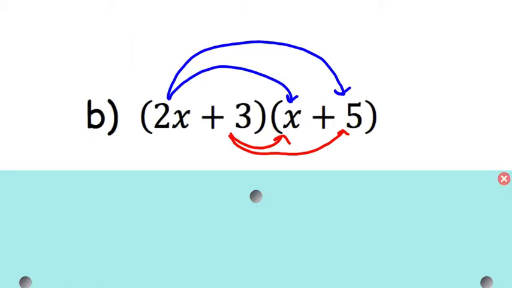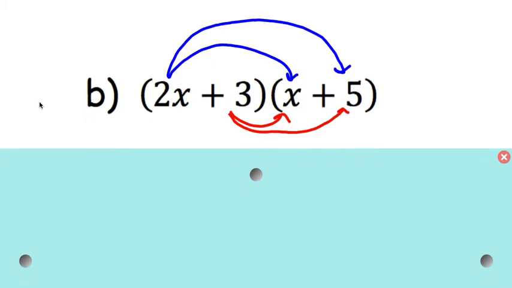I have this one done for you, so I'm just going to talk you through it. First up here, we have 2x times x. So 2x times x is 2x squared. And then we do 2x times 5 is 10x.